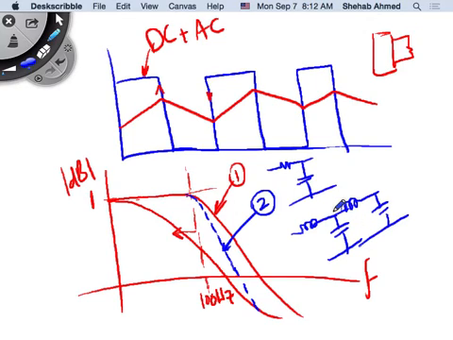I'm sure you've done some filter design, right? In 325 or 214, first order filters, second order filters. You have not addressed that? Okay. So anyway, we will talk about it later then.